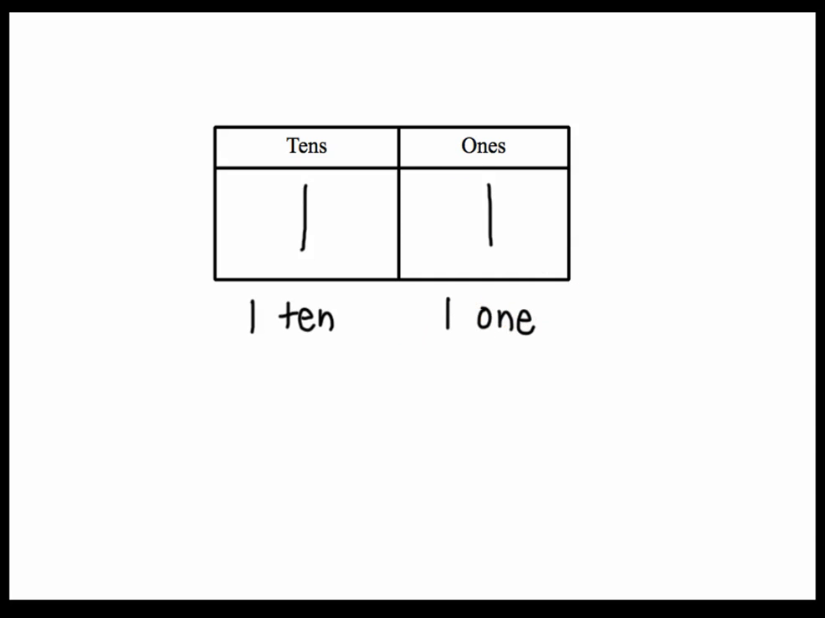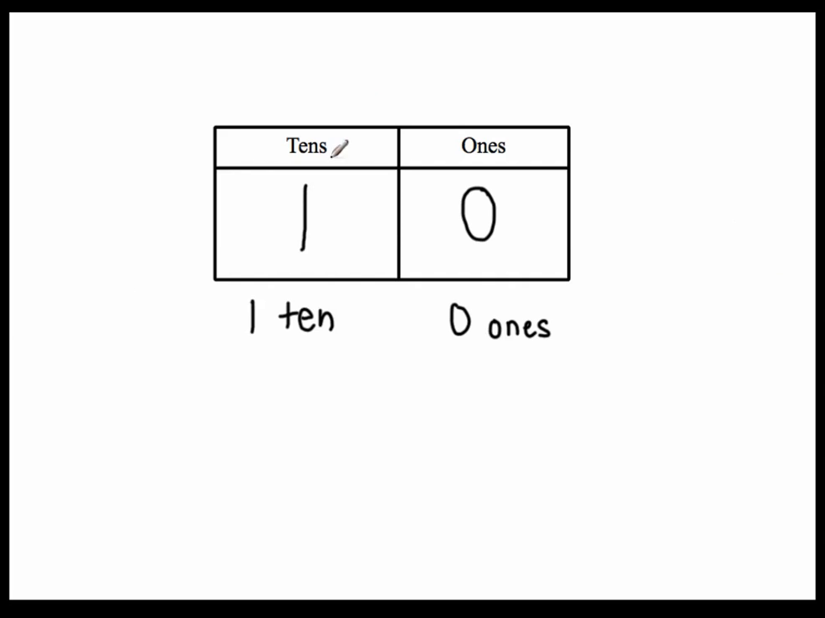Okay? Now this number would change if I change the digits. This number right here says that I have 1 ten and 0 ones. So all that would mean is I would have this group of 10 right here and not that one extra.